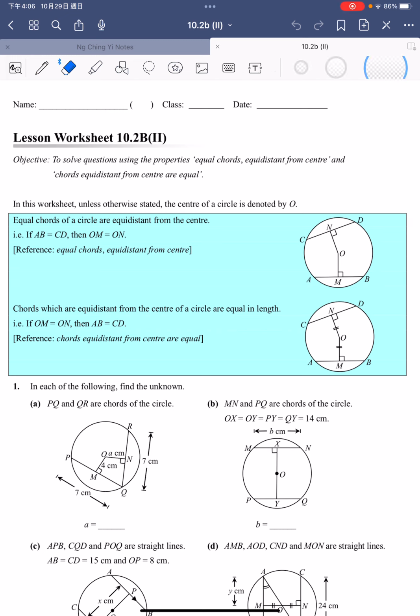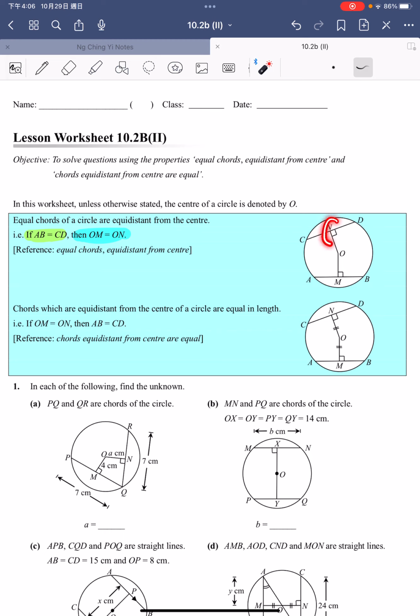For example, if we have this chord AB that has the same length as CD, then the distance from CD to the center and the distance from AB to the center, these two lines, ON and OM, are the same. So in the equal chords equidistant from the center theorem, the first thing is that the chords are the same, then we can say that the distance to the center is the same as well.